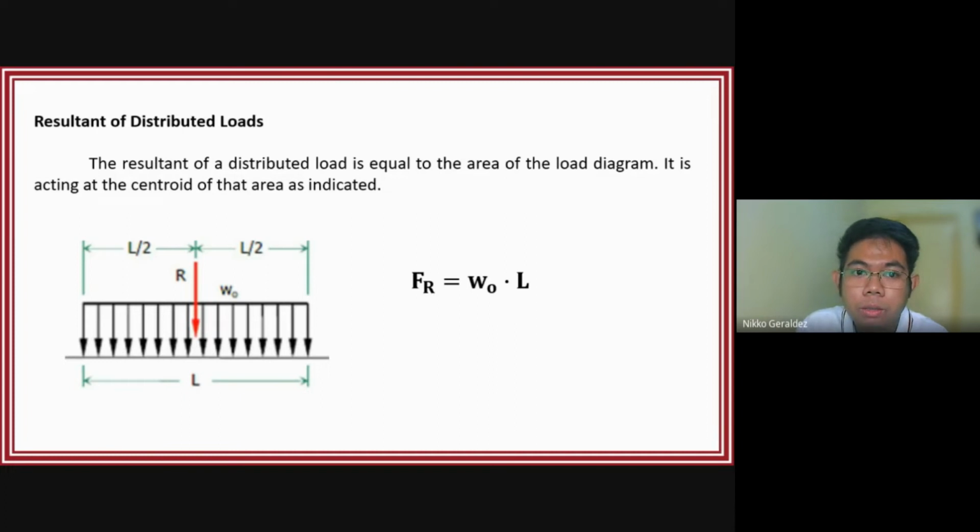Resultant of distributed loads. Using formula, if we have a rectangular load, that is W sub O times L. That is the area of the rectangle, which is equal to the resultant force.